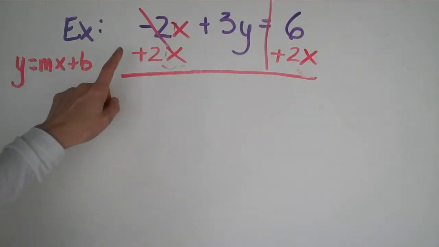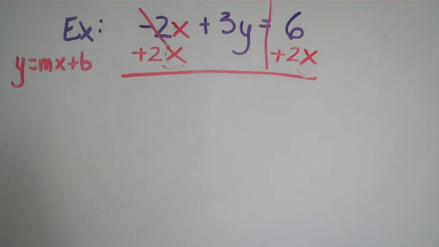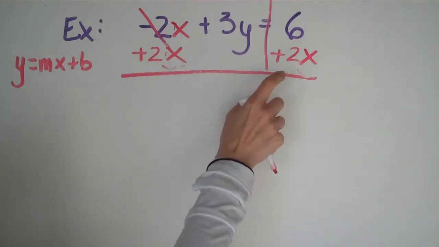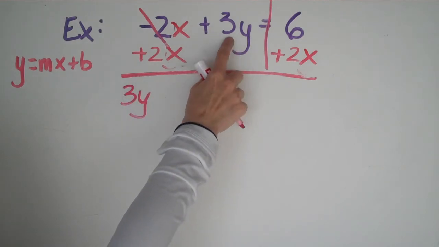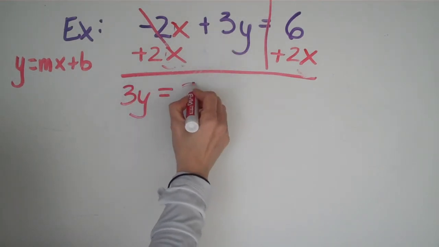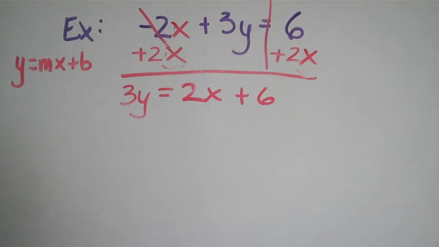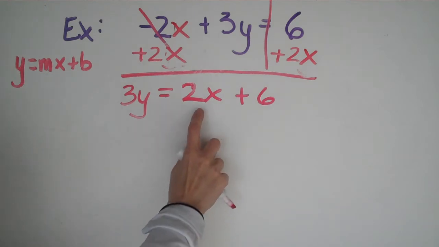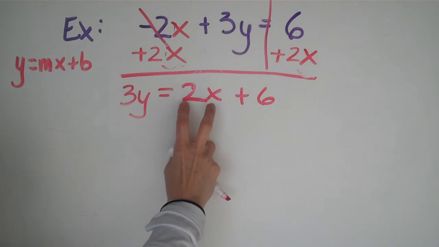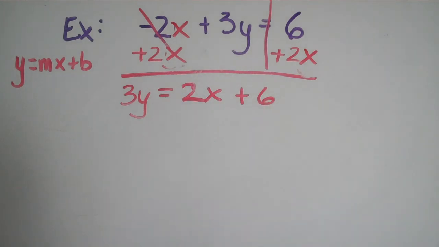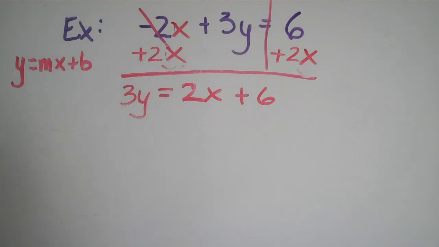Okay, so the original formula is negative 2x plus 3y equals 6, okay? So we're going to add 2x on both sides. These cancel out. Now you get 3y equals 2x plus 6. There. Okay, and we knew to put the 2x first because we know the mx comes before the b. So this would be the mx and this would be the b, except we're not really done yet because our y is still not alone. So how do we get the y alone?